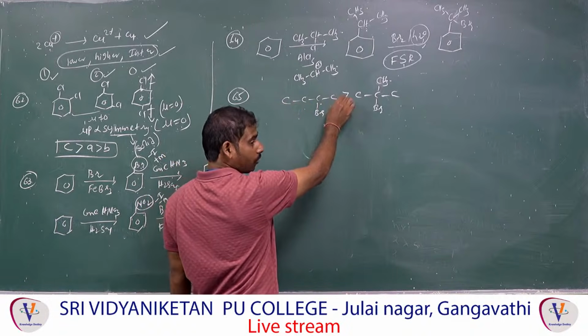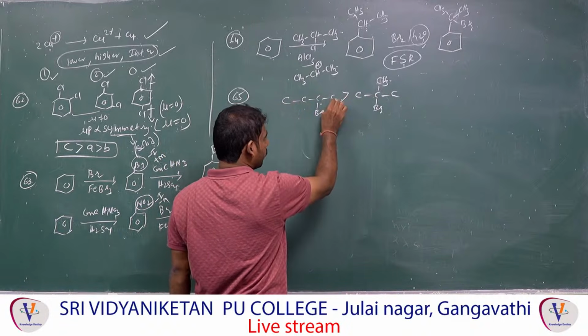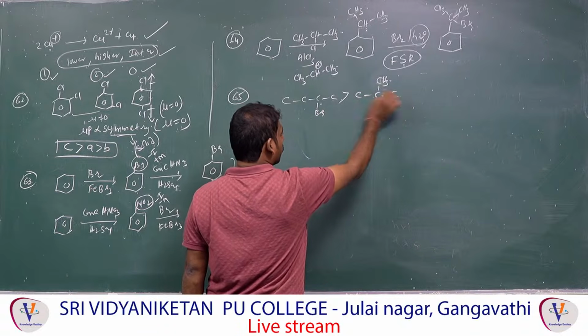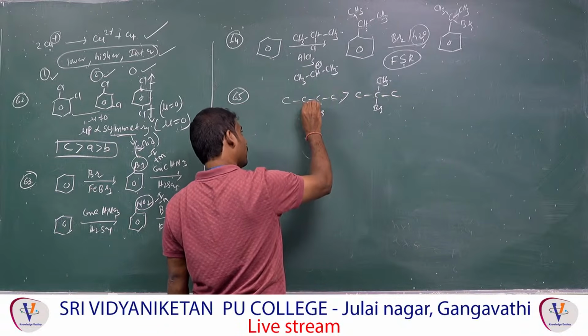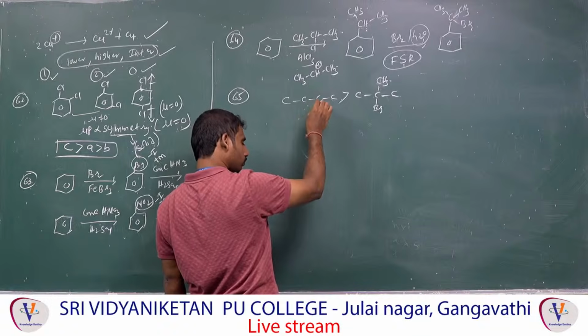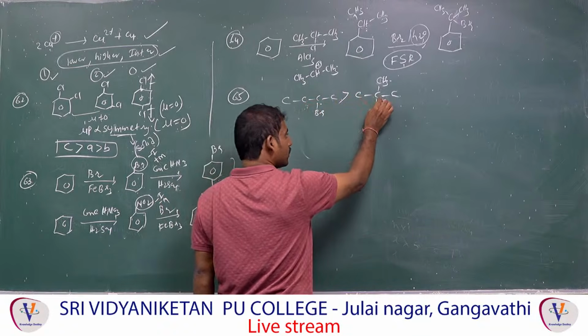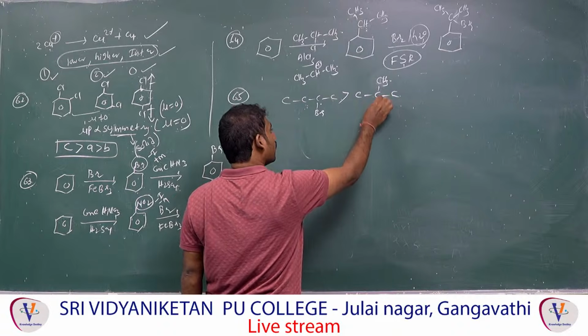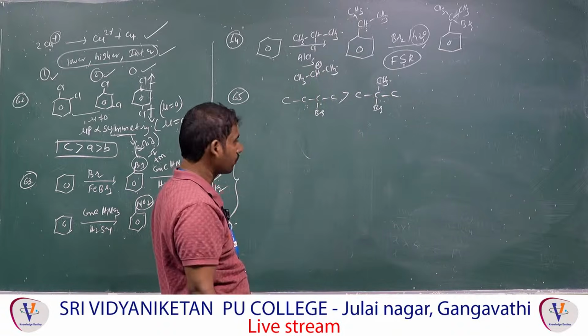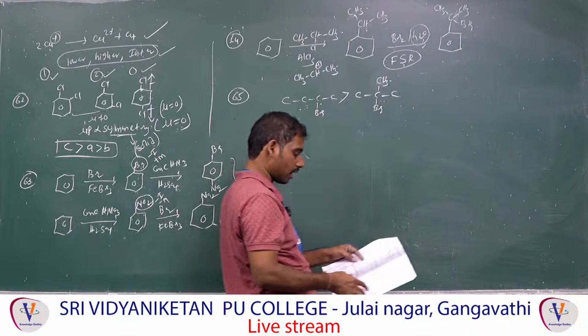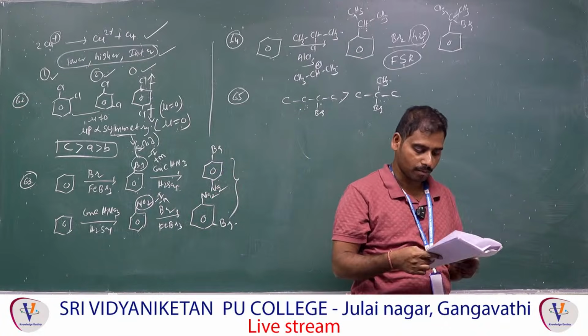Now, this carbon chain is longer. Compare: here the carbon chain is 4, here the carbon chain is 3. More carbon chain means more surface area, and more surface area means higher boiling point. Less carbon chain, less surface area because of more branching. So finally, that is also correct. The option is A, B, C, D.